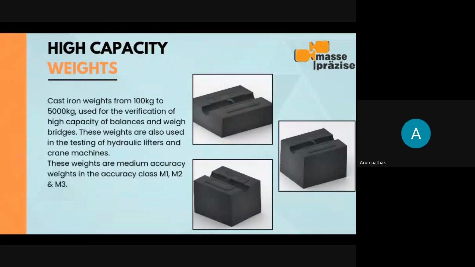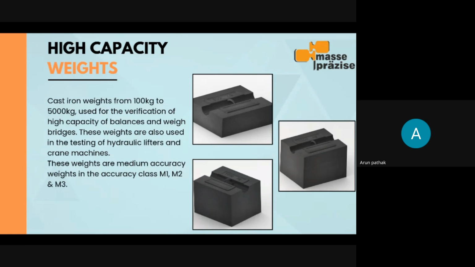Next one is high capacity weights. These weights are standard weights having a nominal value equal to or greater than 50 kg, used for testing of high capacity weighing balances or weighbridges of accuracy class 3 and 4. These weights are available in nominal values of 100 kg, 200 kg, 500 kg, 1000 kg, 2000 kg, and 5000 kg in single piece construction. These weights also come in accuracy equivalent to M1, M2, and M3 classes.